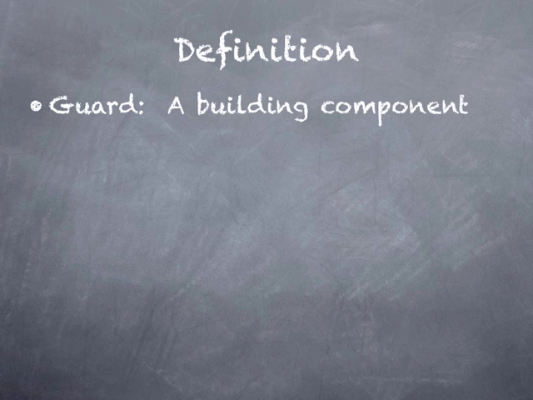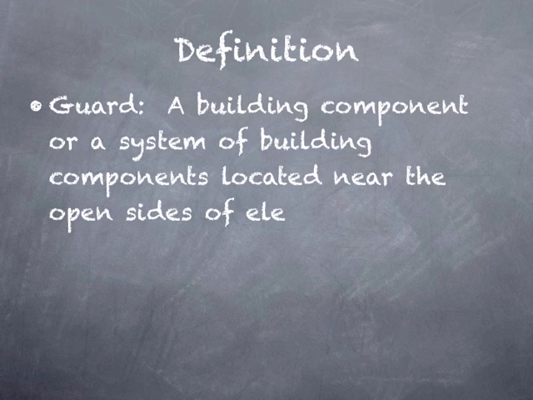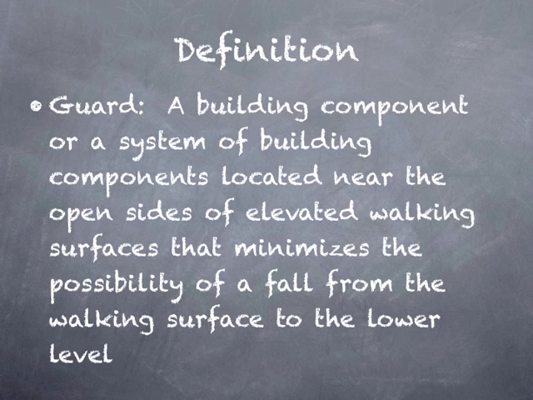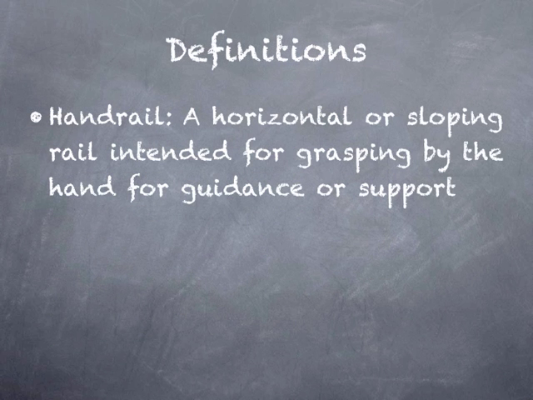The definition of a guard is significant. It's a building component or a system of building components located near the open sides of elevated walking surfaces that minimizes the possibility of a fall from the walking surface to the lower level. This is very different than a handrail, which we'll talk about in another video.